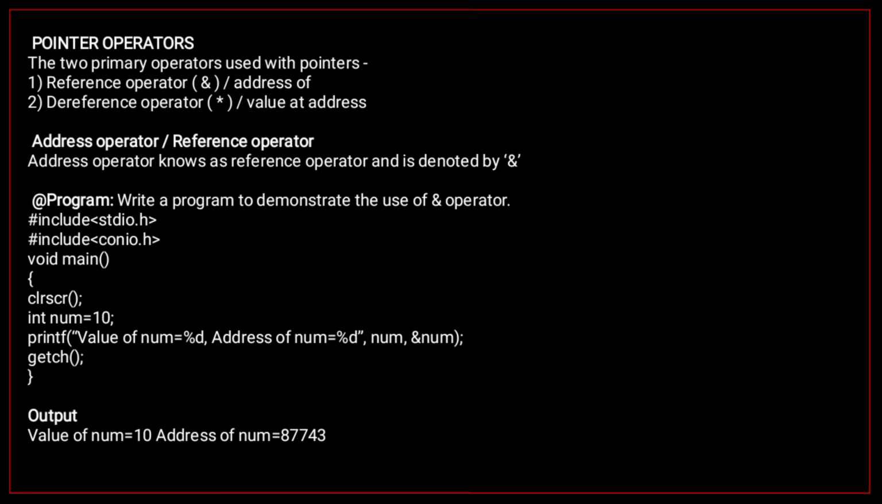Now here you see the output. The first output is value of num equal to 10. You have initialized 10 into this variable num. Then we print the address of the num variable. In the printf statement, we use ampersand num. This is used to print the address of the num variable, that is 87743. So this is the use of the ampersand operator.